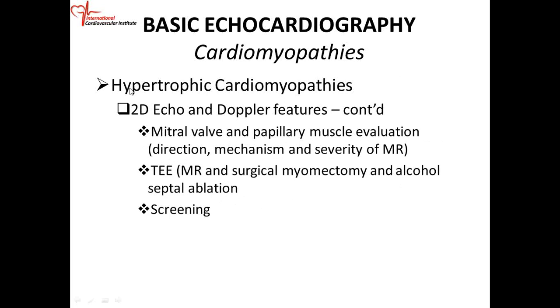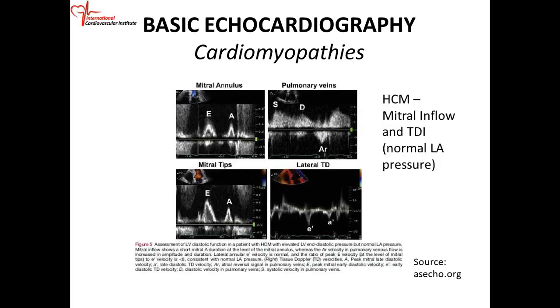And if you make a diagnosis of hypertrophic cardiomyopathy in a patient, you have to screen the relatives. First-degree relatives should be screened. Not only that, once you make the diagnosis, then you can do genetic studies on these patients and then screen the first-degree relatives. All right.